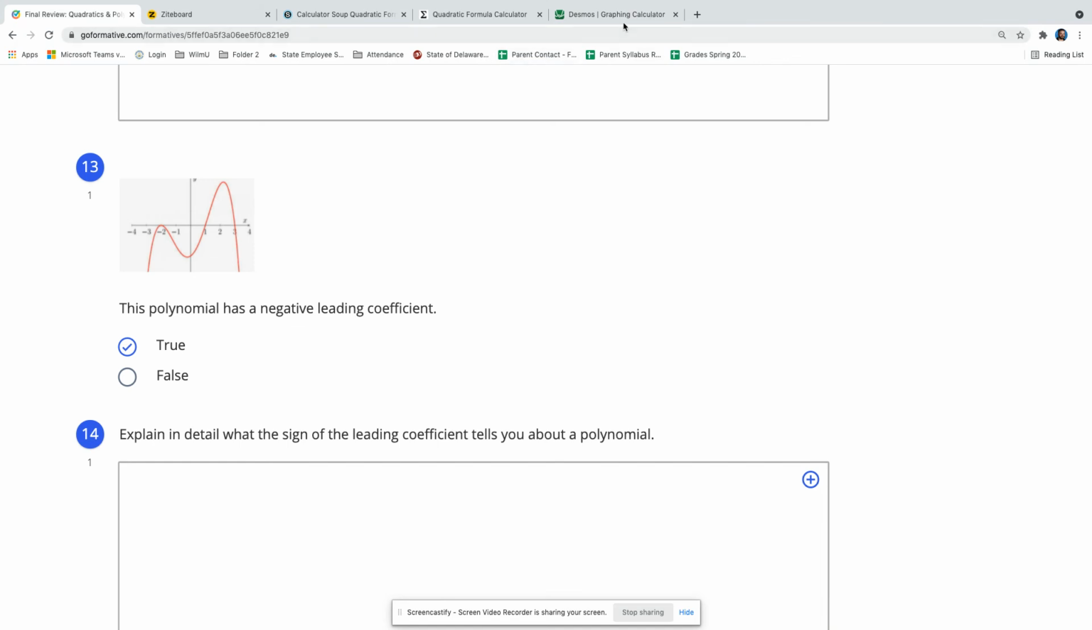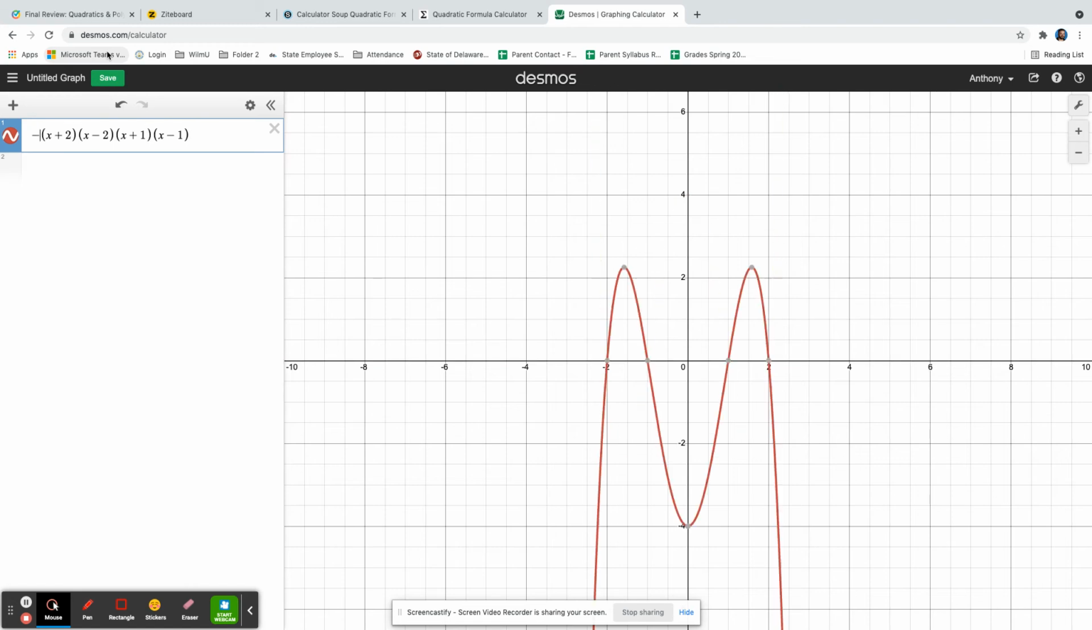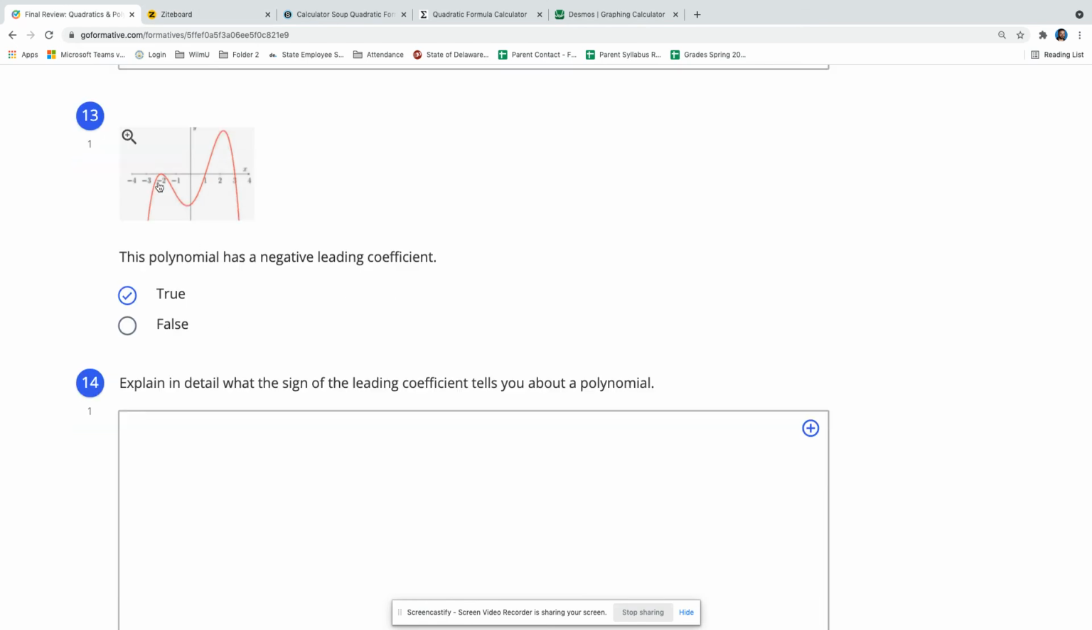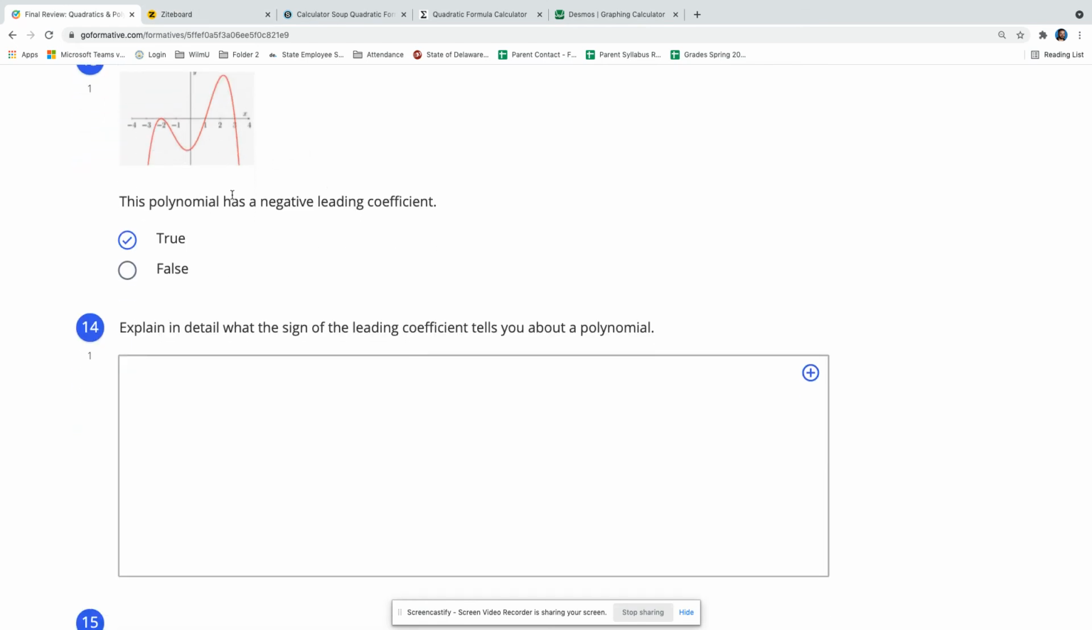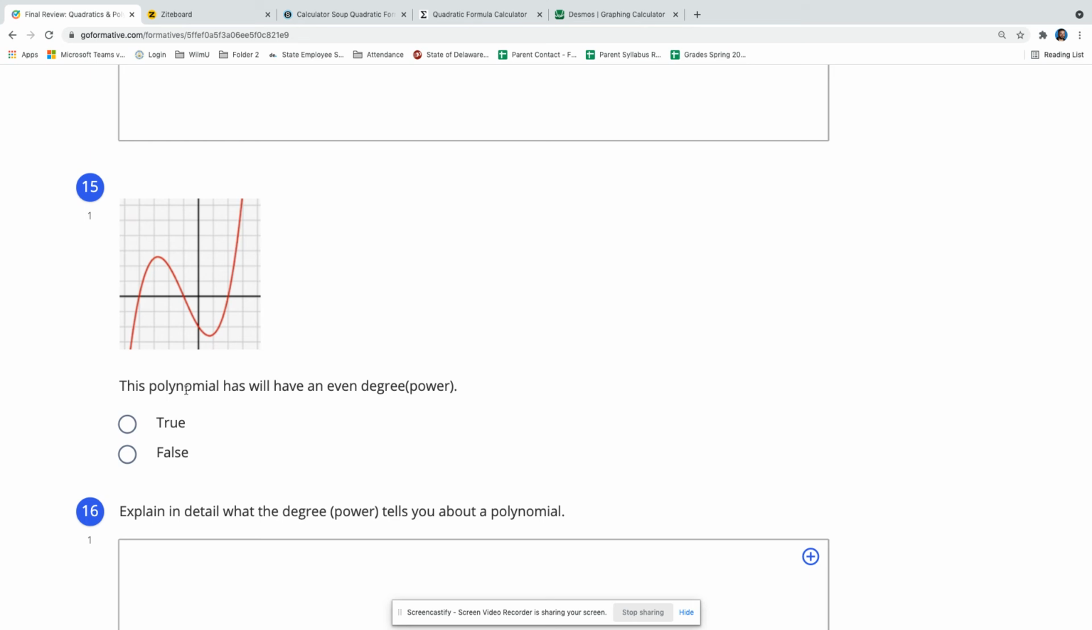Okay, so then what I would do to make it face that way, I could put a negative in front. And you can see now we're starting low, ending low. So that would imply that this one has a negative value in front, a negative leading coefficient. And the sign of the leading coefficient just tells you if it's going to open up or open down.